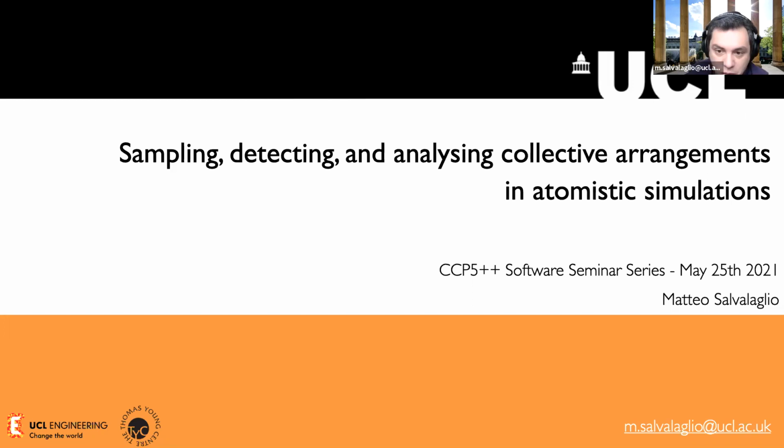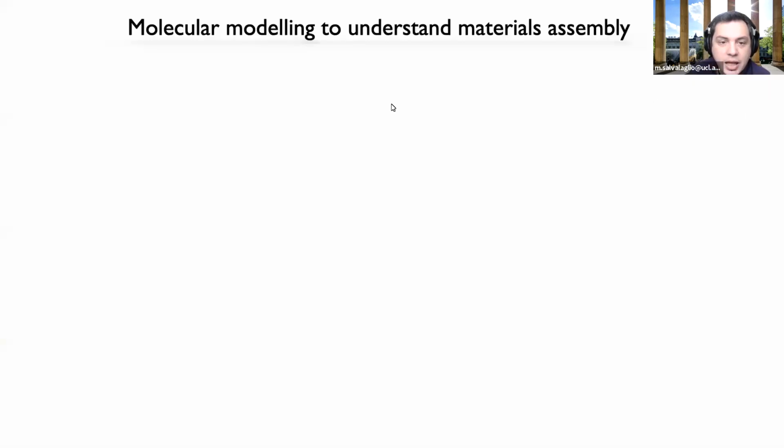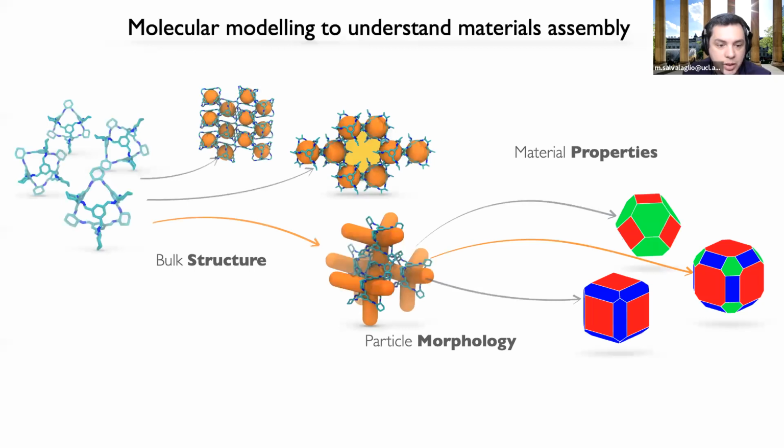So to do so, basically, I would like to start by discussing what is the aim of our research and what is the context in which we're using this type of ideas and software. The main objective of our group is to use molecular modeling to understand materials assembly. And in particular, we want to be able to construct a rational link between the structure of molecules, of the building blocks that come together forming materials, and the properties of these materials.